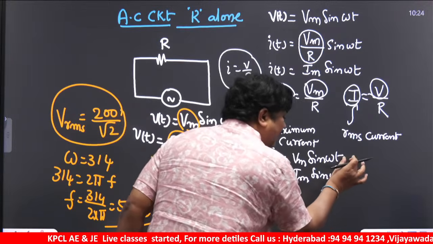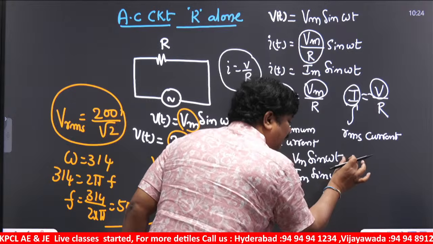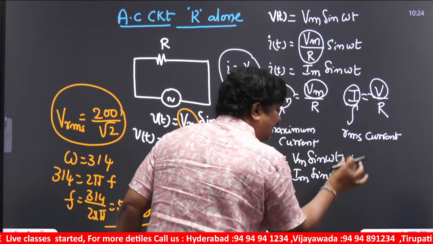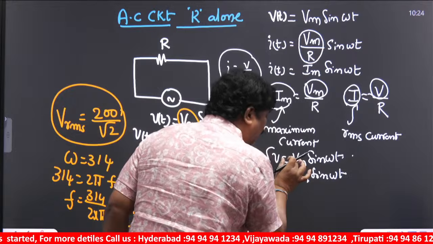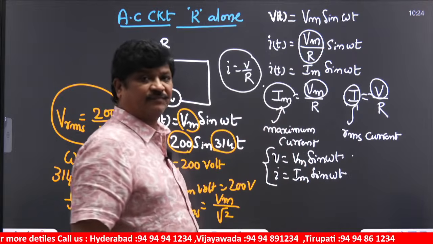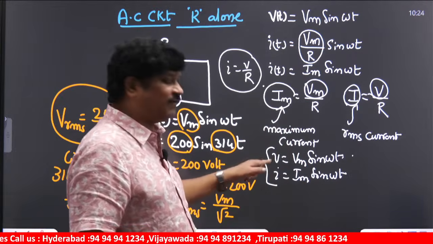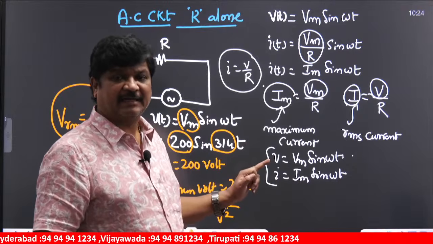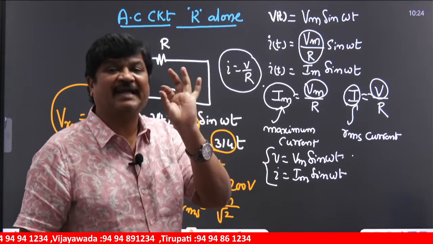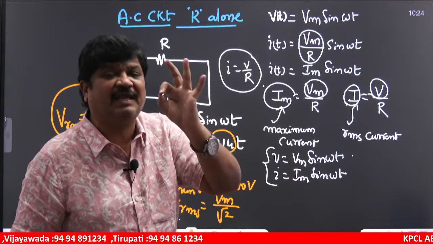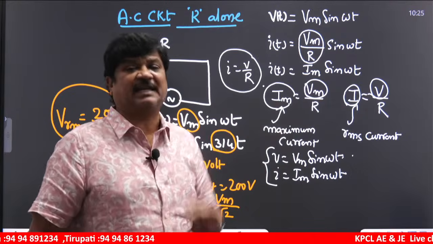Is there any angle here and here? There is no angle between voltage and current. In case of a pure resistor, this is very, very important for further discussion of our subject.